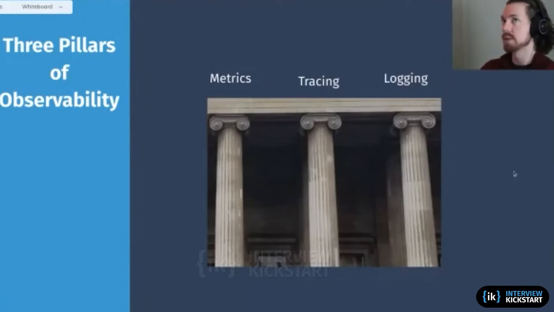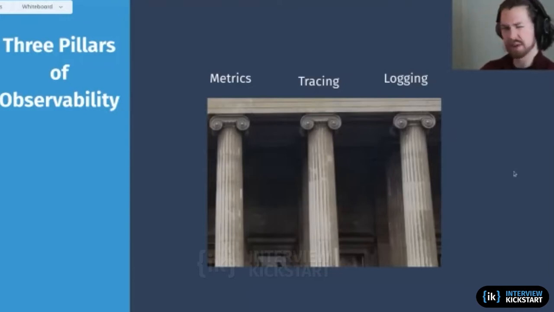The biggest ways to perform observability. There are arguably four ways, but three pillars, and picture the British Museum with its pillars there for you: metrics, tracing, and logging. We're going to go into each of these briefly. The optional fourth one that sometimes is argued for is called errors.